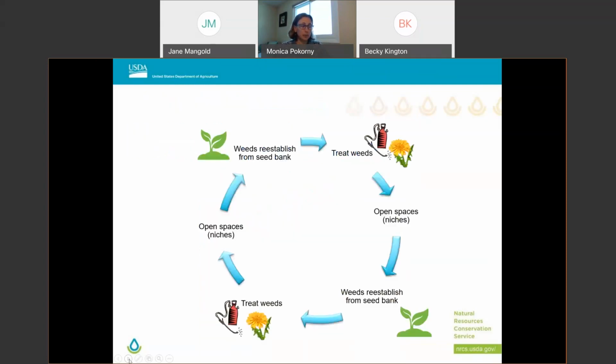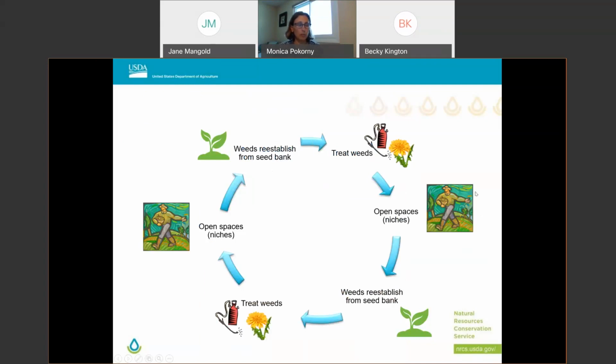A lot of times when we're controlling weeds, we get into this cycle where we're treating the weeds, we end up opening space on the ground, open niches, and then the weeds reestablish and we end up in this cycle. But hopefully with revegetation, we can fill that space with a desired species, and we can break that weed cycle.